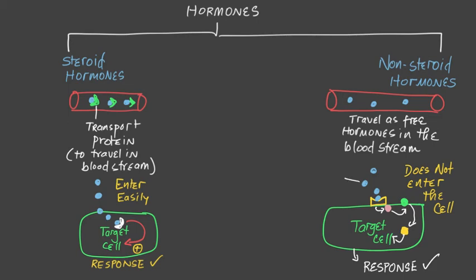This is quite complex, and therefore we call the hormone a primary messenger because it's bringing the primary message from the endocrine gland. But it does not directly act on the target cell's DNA. We need a secondary messenger to do that. And that secondary messenger is shown here in yellow.